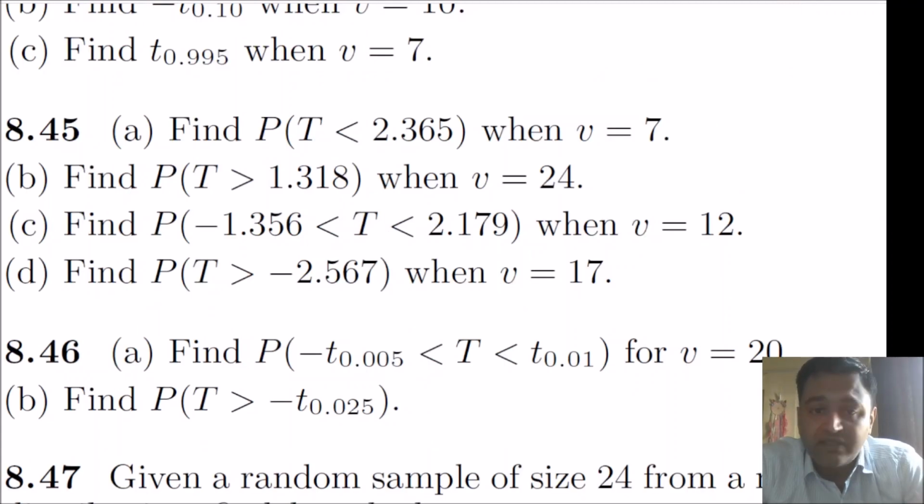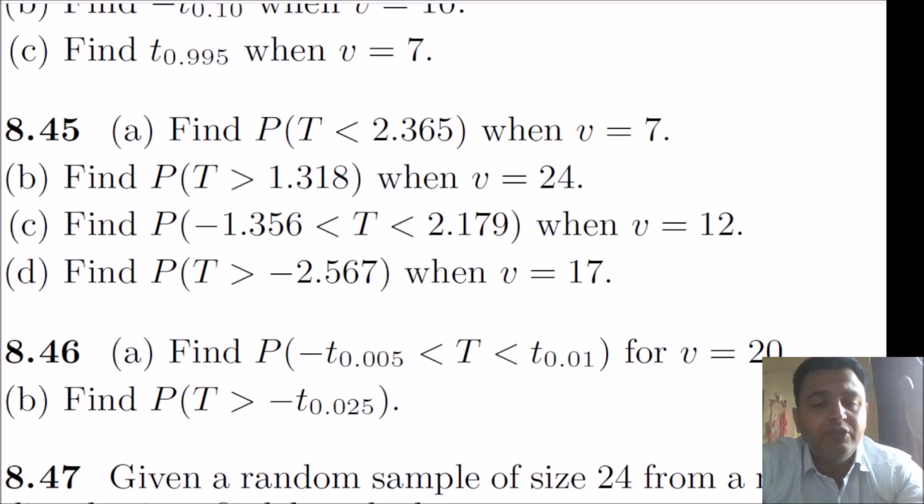Now on similar lines, one can solve the remaining problems. For the B part, again the same thing. Here there is no need to do 1 minus. Simply go to nu equal to 24 degrees of freedom. Look for where t is 1.318. Accordingly, you will get the alpha.